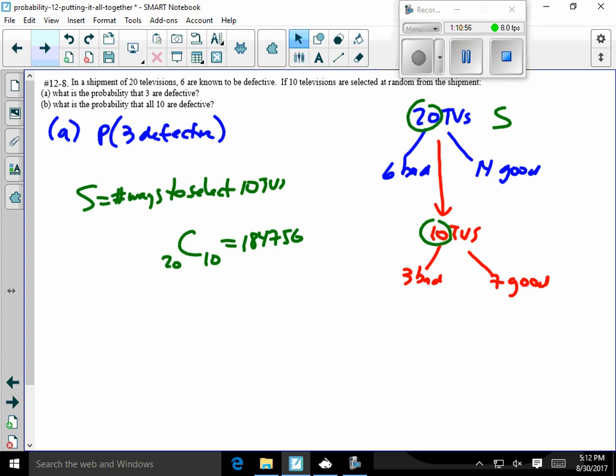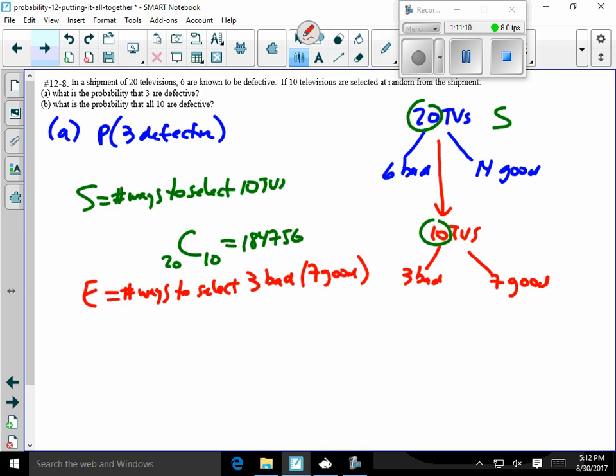Okay, now when I'm talking about the event space, that's going to be the number of ways to select specifically 3 bad ones, and therefore also 7 good ones. All right, so that means I have 2 choices to make now. I have to select the bad TVs, and I have to select the good TVs. Right, so these are also going to be combinations, but this time the bad ones, we're going to select 3 bad ones, but they have to come from the 6 bad ones. I can't select bad ones out of the good pile, right? And I have to select 7 good TVs out of the 14 good ones, and I'm going to multiply those 2 things.